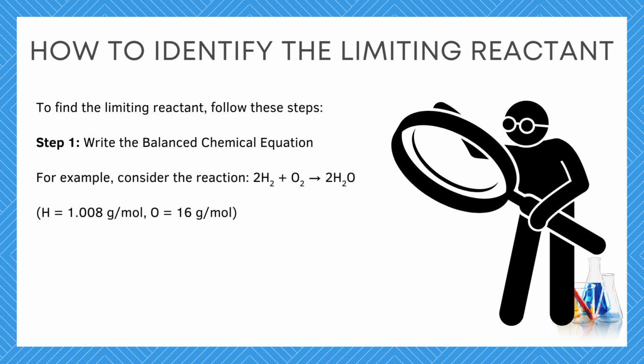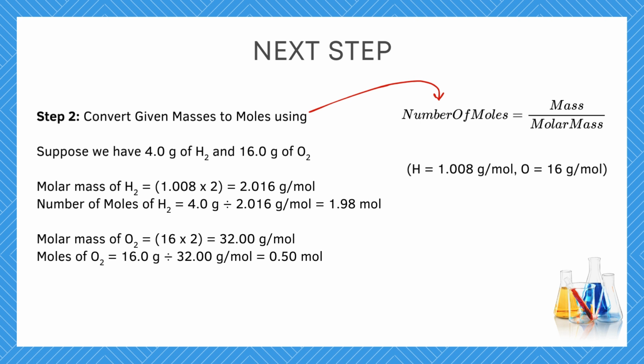So, step number one, write the balanced chemical equation. Now, look at this example. We have a reaction that shows the combination of hydrogen and oxygen to form water, and all the relative atomic masses of the individual elements have been shown. The next step you are to do is to convert the given masses to moles using the formula number of moles is equal to mass all over molar mass.